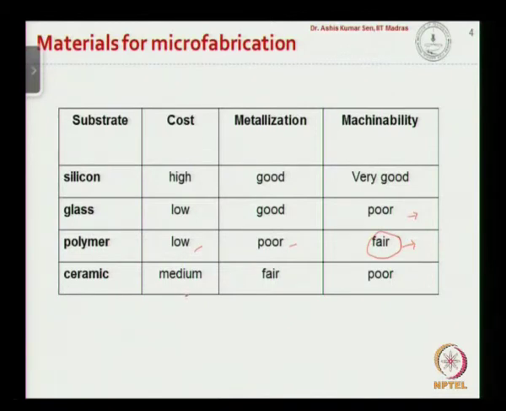Ceramics have got medium cost, but the metallization is fair. They can fairly be machined using the established fabrication process. They can easily be metallized using the established fabrication processes. So, easy to put a metal layer on the ceramic surface, but the machinability is also poor like glass.